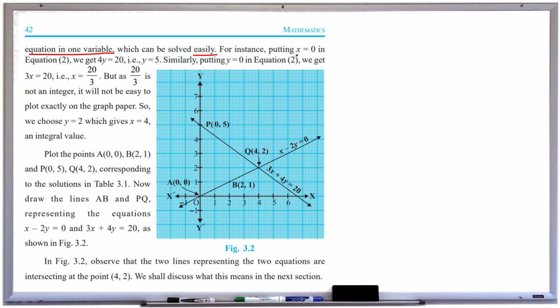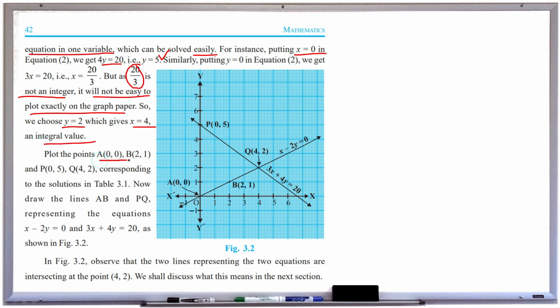For instance, putting x is equal to 0 in equation 2, we get 4y is equal to 20, that is y is equal to 5. Similarly, putting y is equal to 0 in equation 2, we get the value of x, x is equal to 20 by 3, but 20 by 3 is not an integer. It will not be easy to plot exactly on the graph. So we select y is equal to 2, which gives x is equal to 4, an integral value.